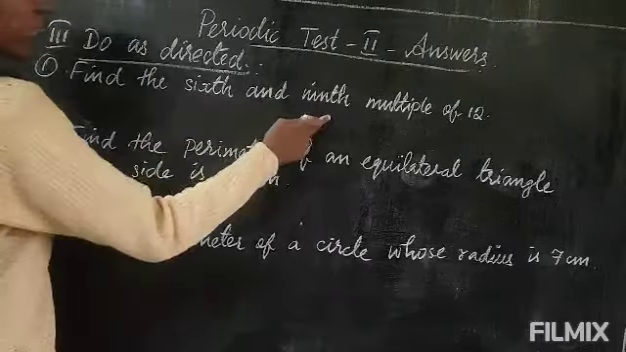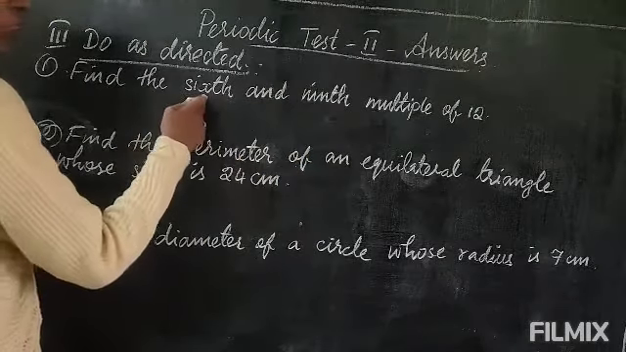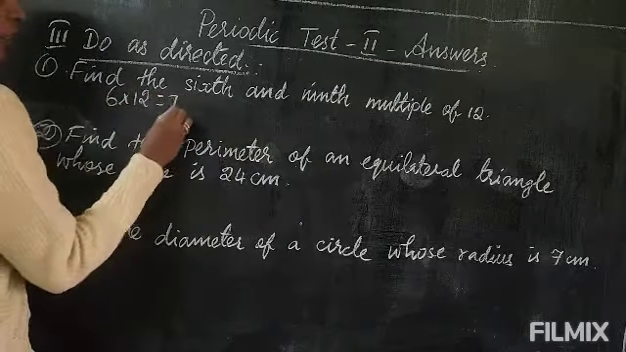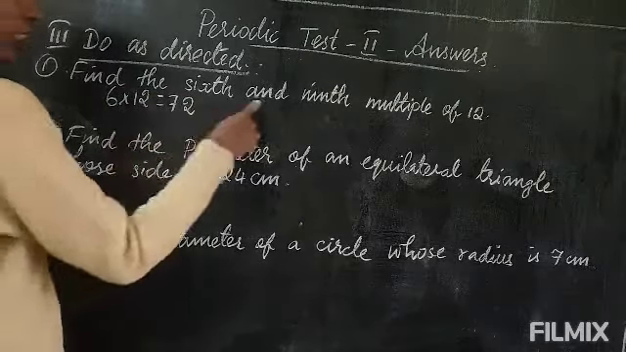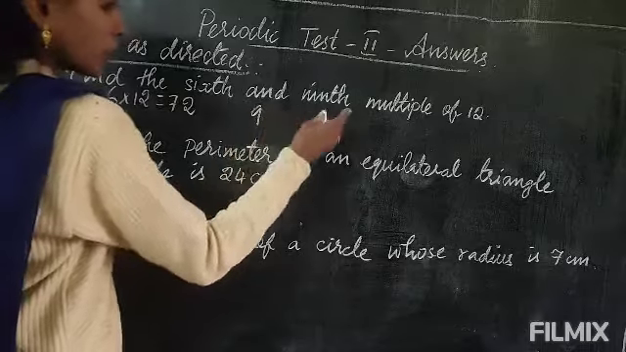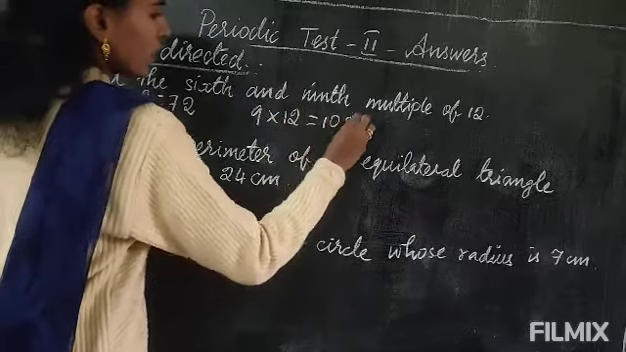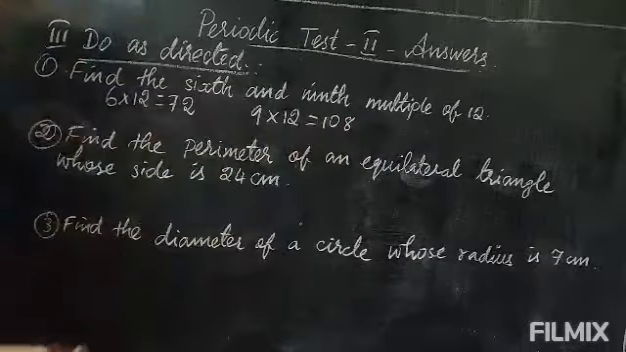Now 6th and 9th multiple. 6th means you just multiply by 6. So 6 12s are 72. So 72 is the answer. Again 9th multiple, multiply 12 by 9. So 9 12s are 108. So 72 and 108 is the answer.